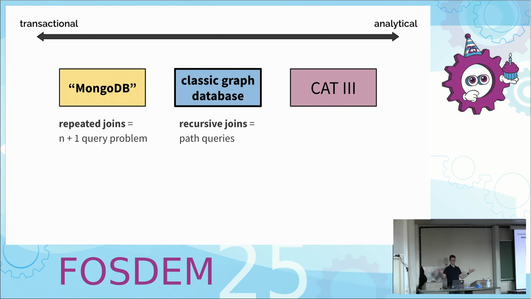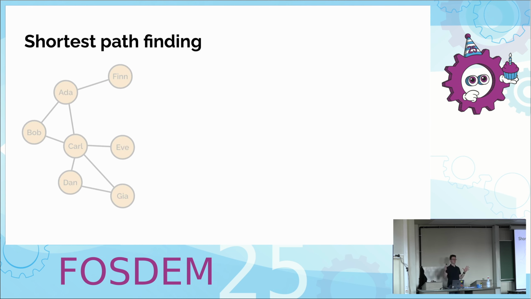The second category is interesting too. I would call them classic graph databases as a temporary name, and they basically solve the problem of recursive joins. What's the problem of recursive joins? Well, if you want to do something like shortest path finding, no weights, just try to find the shortest path between two people, then you would do something like this. Between Dan and Finn, obviously, everyone can see that the shortest path is through Ada and Carl.